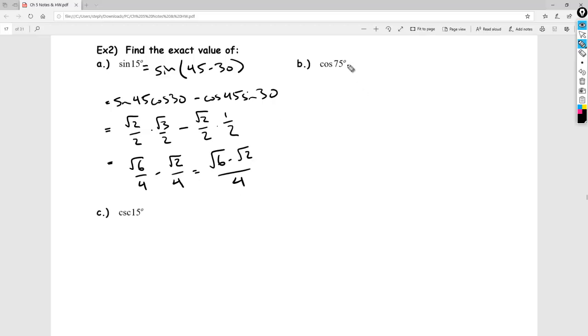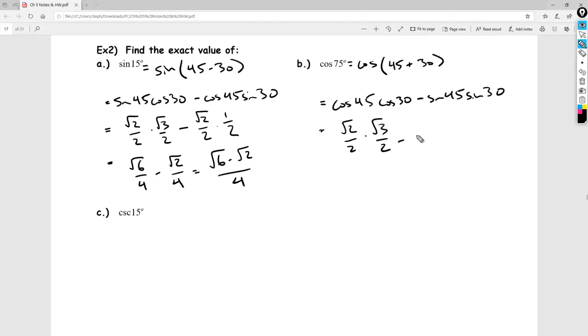Okay, cosine of 75, same situation. I can rewrite this as cosine of 45 plus 30. With cosine, remember that if I have a plus sign on the inside of my parentheses, you will subtract your two quantities. So this will be cosine of 45 cosine of 30 minus sine of 45 sine of 30. I'll use values again from the unit circle, and we end up with actually the exact same thing.